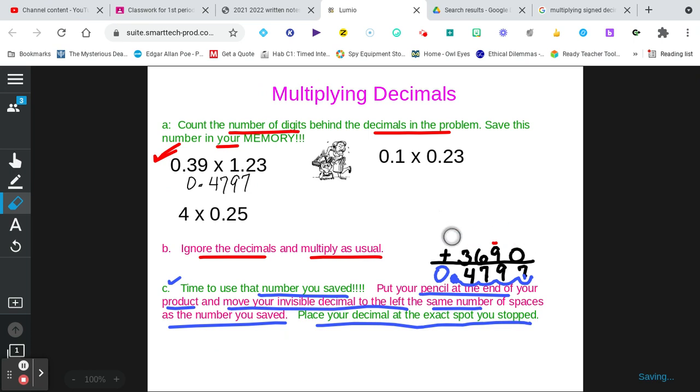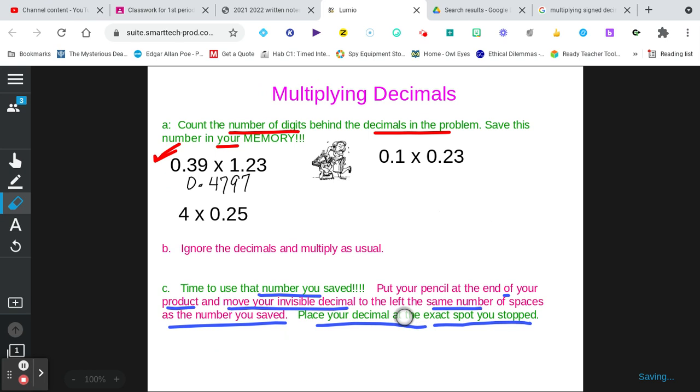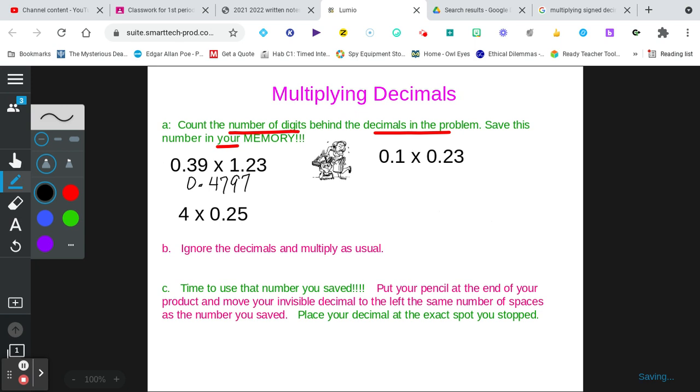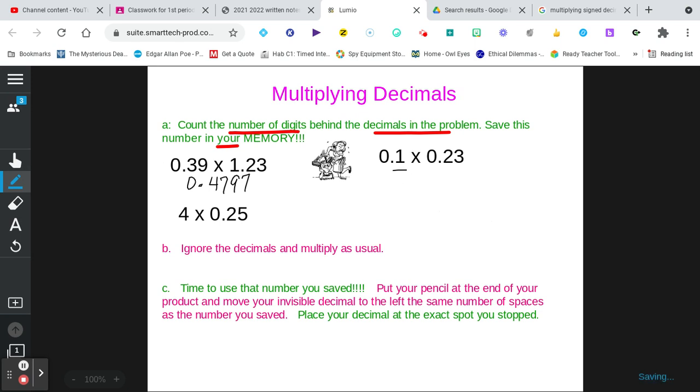All right, let's take a look at the second one I want to talk about. We're going to do it using the same format. I'm going to count the number of numbers behind the decimal in my factors. In this factor, I have 1 digit behind it. In this factor, I have 2, which makes a total of 3 digits behind the decimals in my multiplication problem. So now all I do is ignore the decimals and multiply as usual.